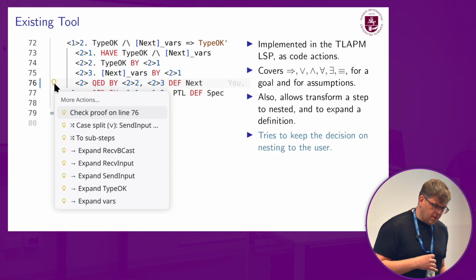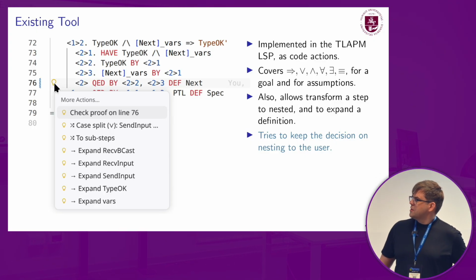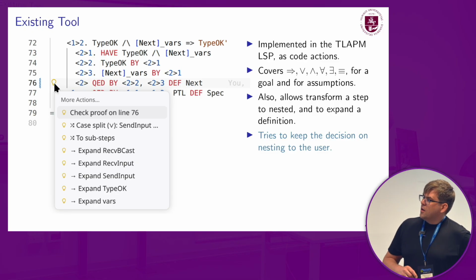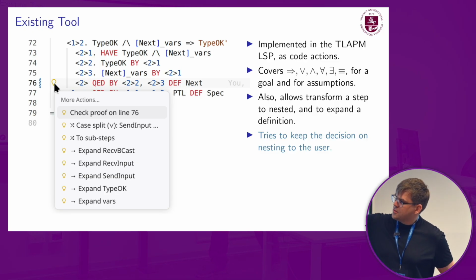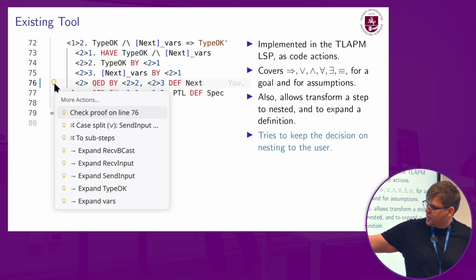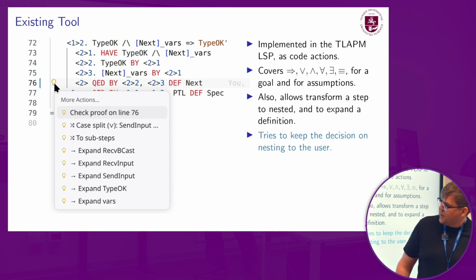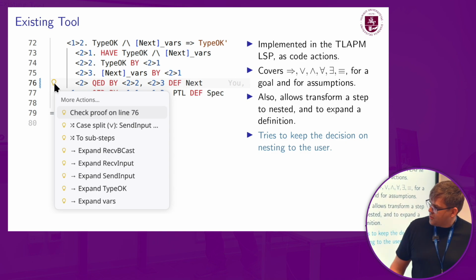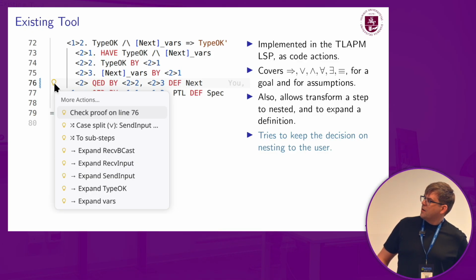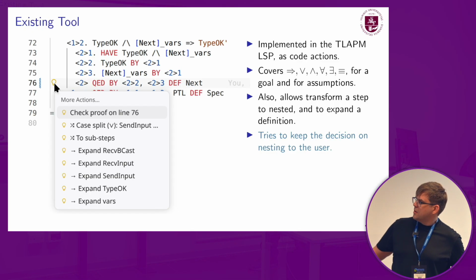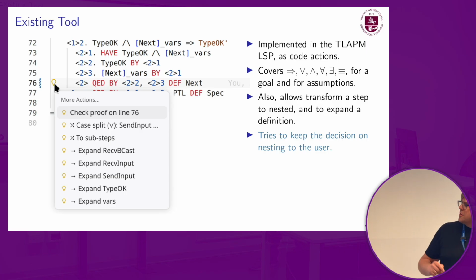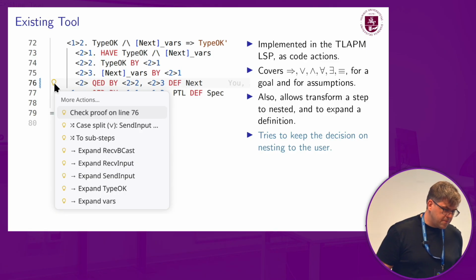So as for the current situation, yesterday the PR was already merged. In VS Code, you have the code actions, which, according to the current proof step, propose that you probably case split on some disjunction or expand some definitions here. And other rules implemented currently are for the goal and the assumptions. It's implication, disjunction, conjunction, and the quantifiers.